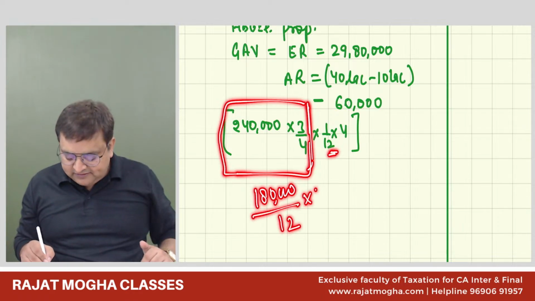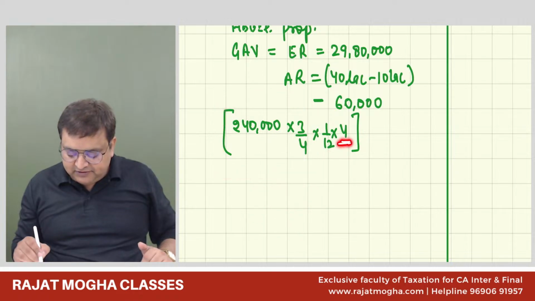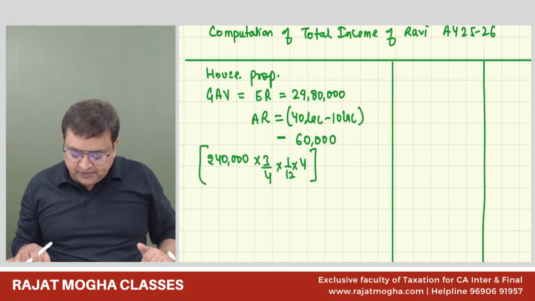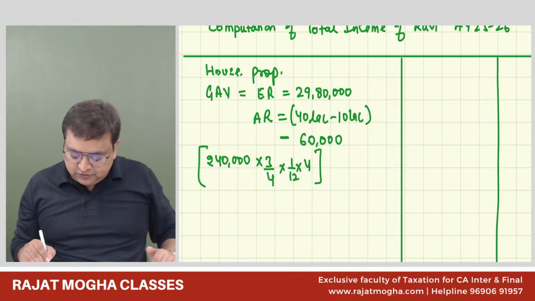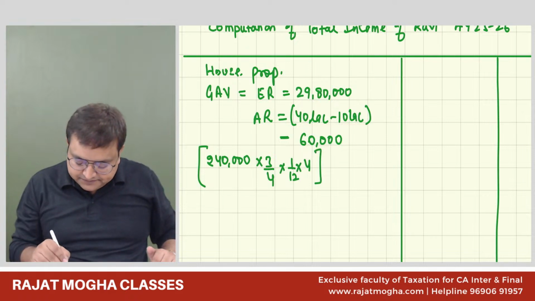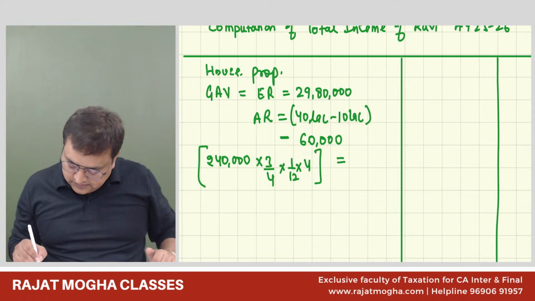And for 4 months, it was vacant. So 4 months it was vacant, 60,000, I will subtract it from here. So 30 lakh minus 60,000, 29,40,000. It will be 29,40,000.